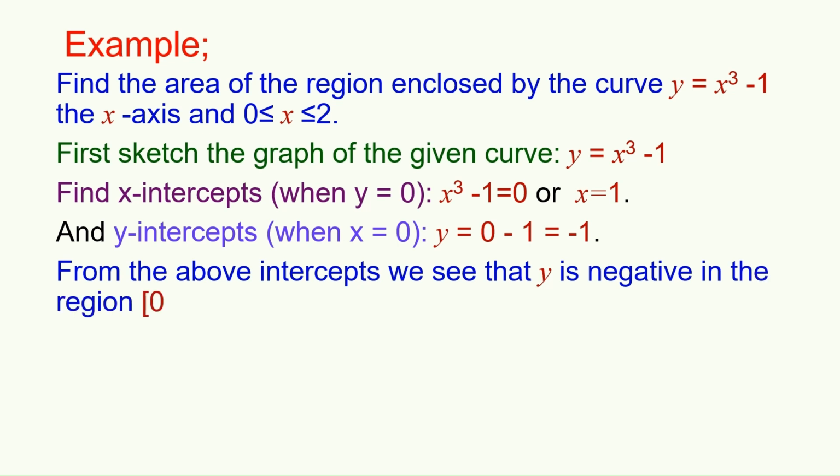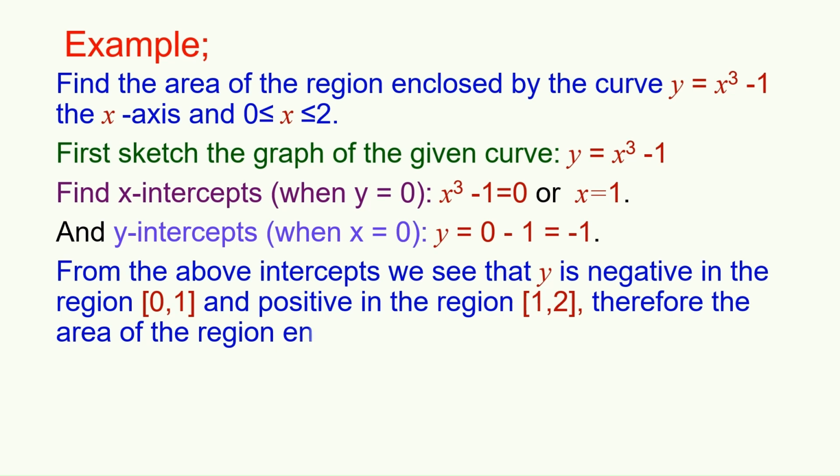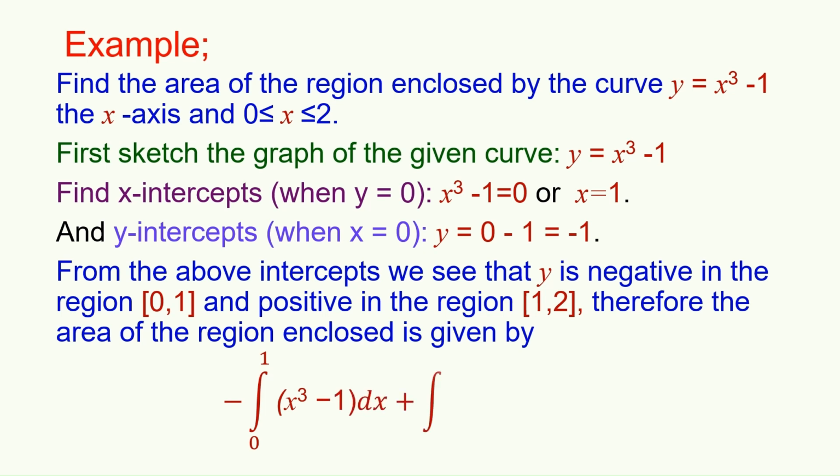From the above intercepts we see that y is negative in the region 0 to 1 and positive in the region 1 to 2. Therefore, the area of the region enclosed is given by minus the definite integral of x cubed minus 1 with respect to x from lower limit 0 to upper limit 1 plus the definite integral of x cubed minus 1 with respect to x from lower limit 1 to upper limit 2.